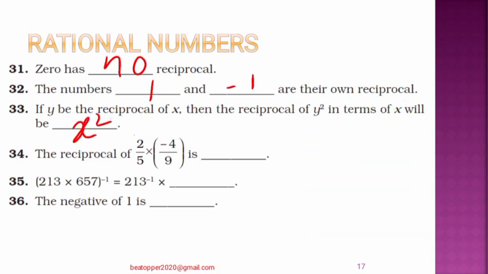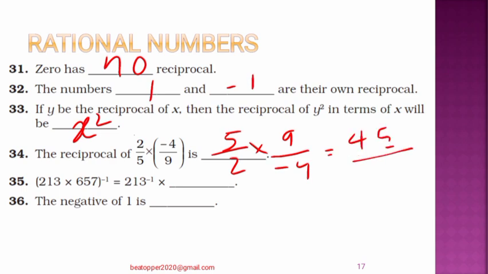The reciprocal of 2 by 5 into minus 4 by 9. Reciprocal, so it is 5 by 2 into 9 by minus 4. That is equal to 45 divided by minus 8. Okay, this is the reciprocal.